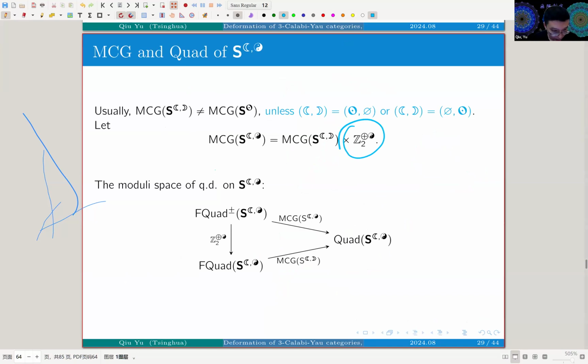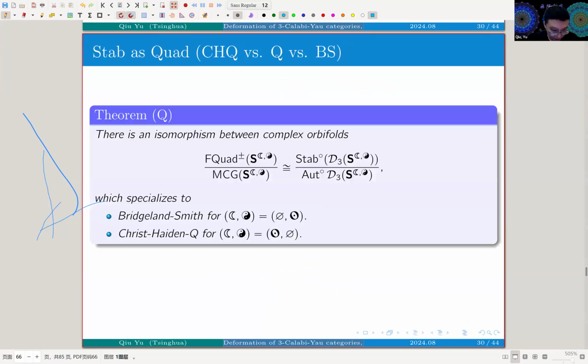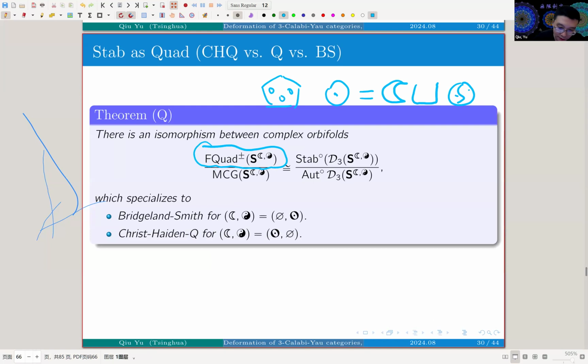expected. But let's say the main theorem here is, you start with some marked surface, maybe with some punctures. And for the set of punctures, you also want to do a partition. After that, we construct some model space, and you can quotient out by the mapping class group to get the real model space. And on the categorical side, we have some 3-Calabi-Yau category.